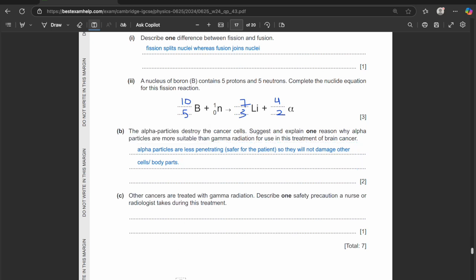C. Other cancers are treated with gamma radiation. Alright. Describe one safety precaution a nurse or radiologist takes during this treatment. So safety precaution, right? For the gamma radiation to be stopped, you need to use protection, and that will be using a shielding, a lead apron, probably a lead shield, because it can absorb the gamma radiation. So let's say use a lead shield to absorb gamma radiation.